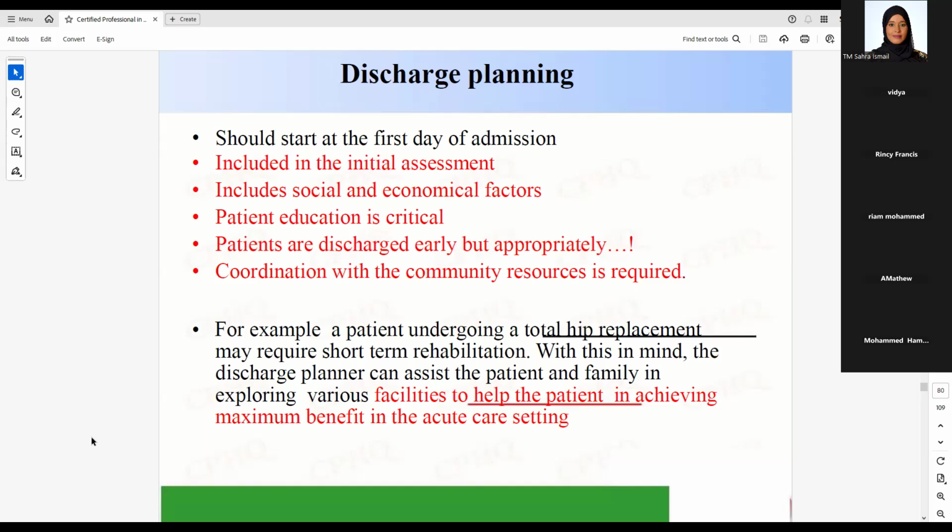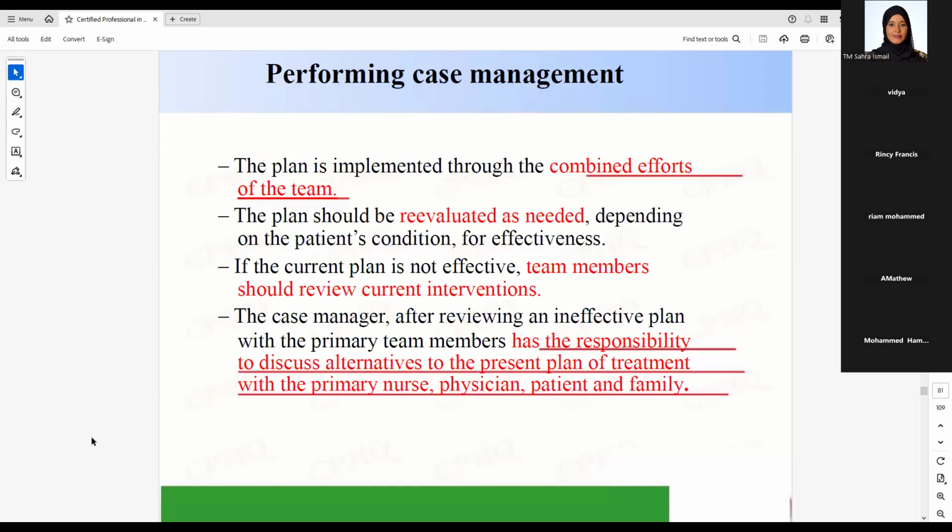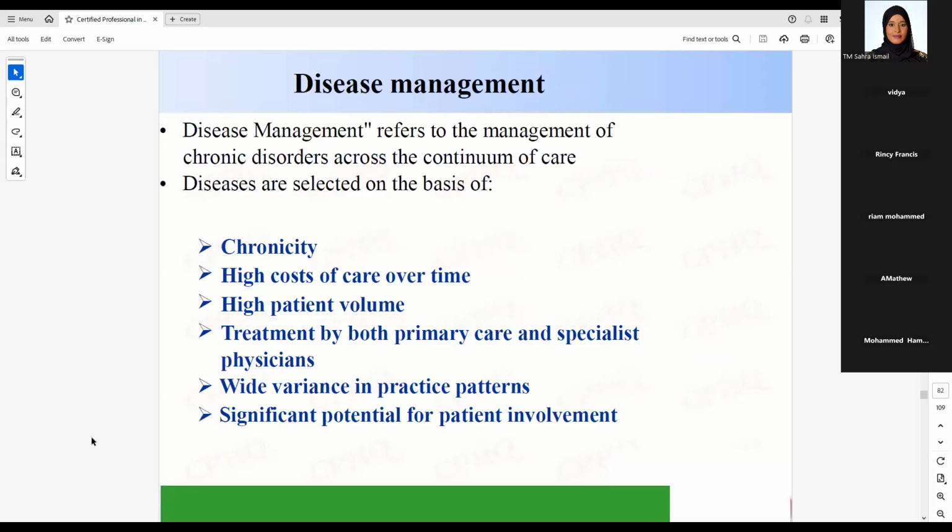It should start at the first day of admission, included in the initial assessment, and includes social and economic factors. Patient education is a critical part of discharge planning, and patients are discharged early but appropriately in coordination with community resources. That's why from the admission, you have your discharge planning or discharge assessment tool coming up for filling by the staff. The plan is implemented through the combined effort of the team and should be re-evaluated. All of this is part of the case management responsibilities. There isn't much here. I don't think we'll be able to finish.